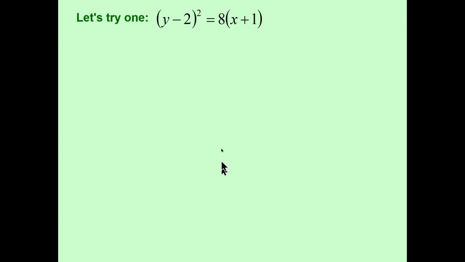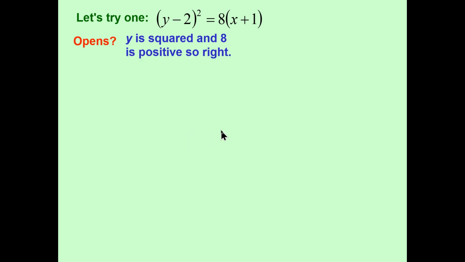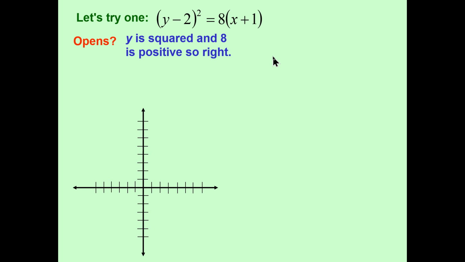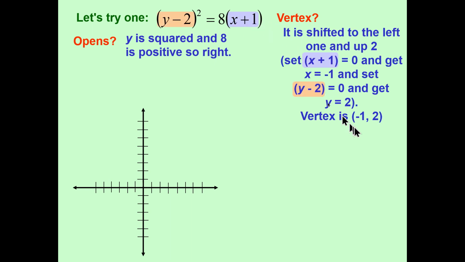So let's try one. You have y squared here, and it's positive, so in this case, it opens to the right. Y squared, and 8 is positive, so it opens to the right. All right. So from here, our vertex is going to be here at (h, k). We have our x there, -1 here, and a +2 there. So there's the vertex. So we can plot that point. That's the vertex of it. So it opens to the right.